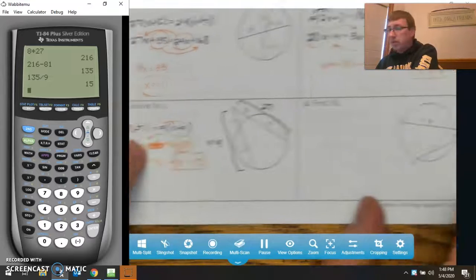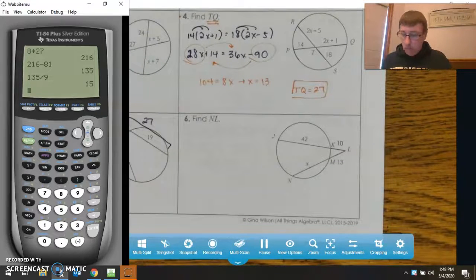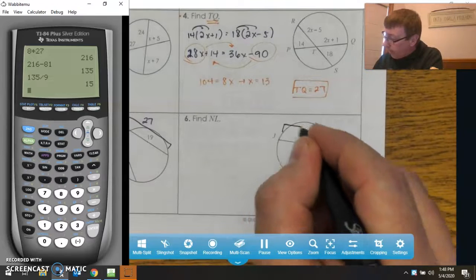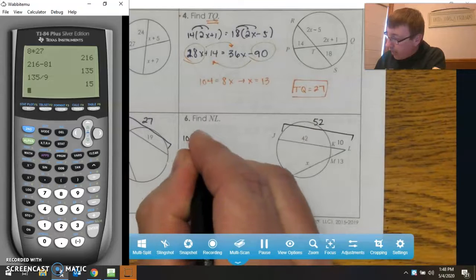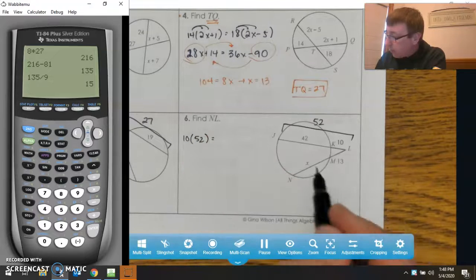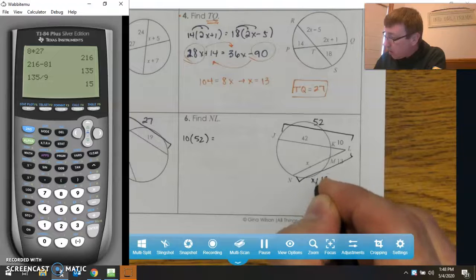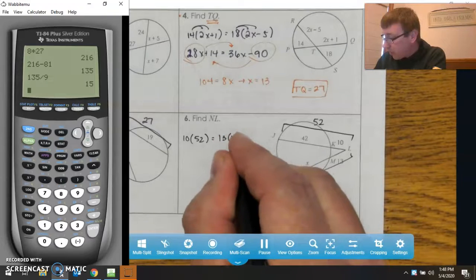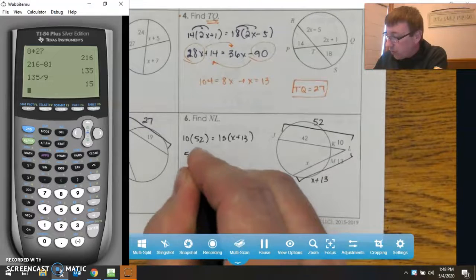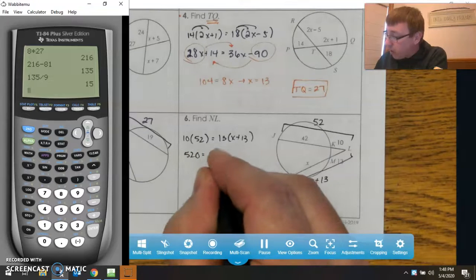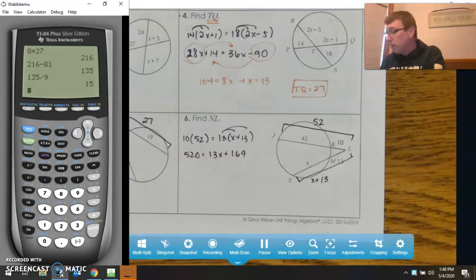Number 6 is very, very similar, so we can go over that one real quick. It won't take that long at all. So again, we have to find the whole length. 42 and 10 is 52, so we have 10 times 52 is equal to 13 times 13 plus x, or x plus 13. 10 times 52, hopefully we don't need our calculator, it'll be 520. 13x plus 169 when we do that there.